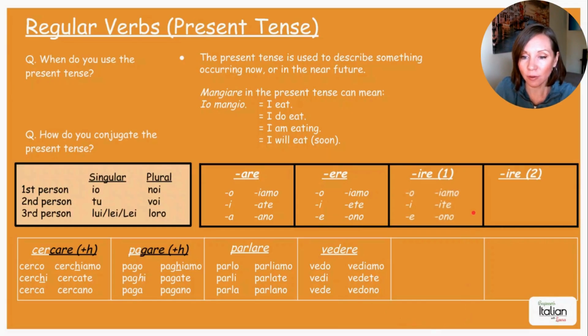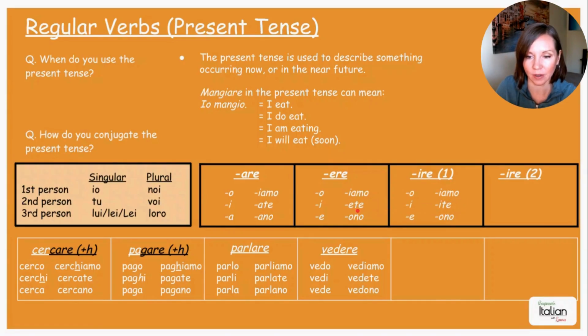In an IRE verb, now where do you see the differences? That's right. The only difference is in the ite: ete, ite. Everything else is the same between the ERE and the IRE verbs. So for all 3 of these, the o, i, and iamo are the same. The only difference is these guys here, and between these 2, the only difference is this one.